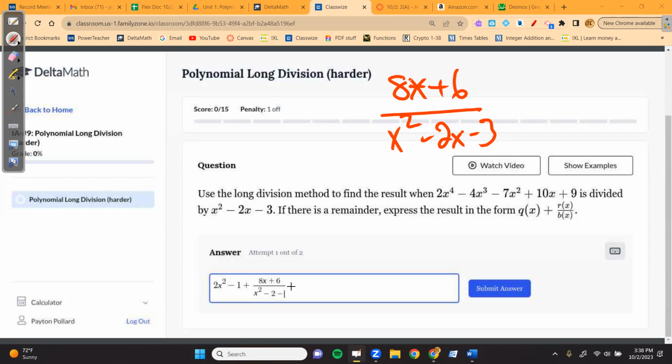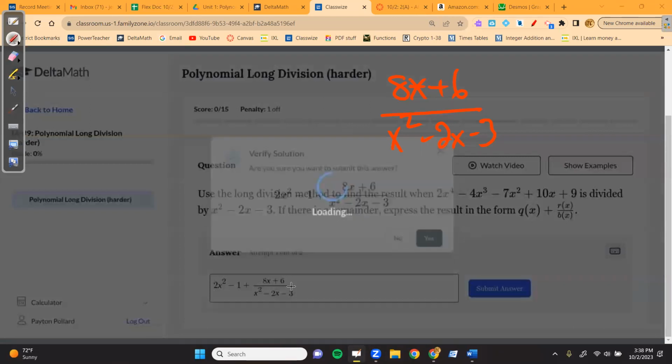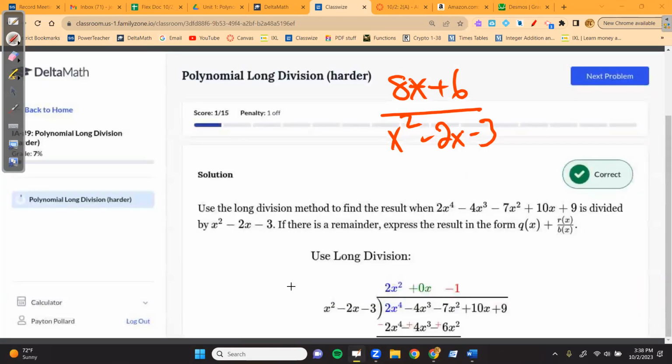Is that correct? No, you forgot the x on your divisor. X squared minus 2x minus 3. And that sucks because you're so close, you'd hate to miss it. I think that looks good. Okay, cool. Send it. Awesome. Jackpot.